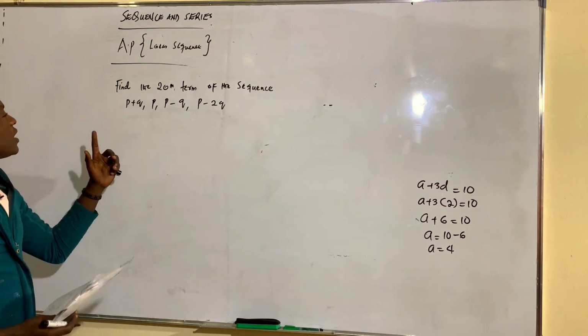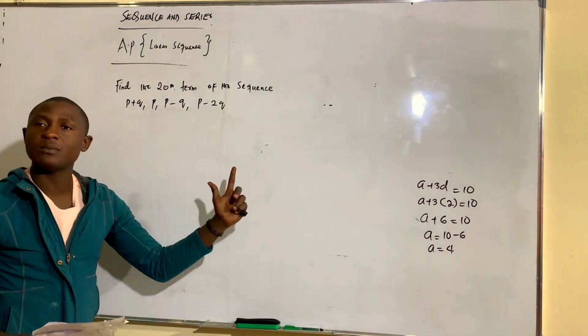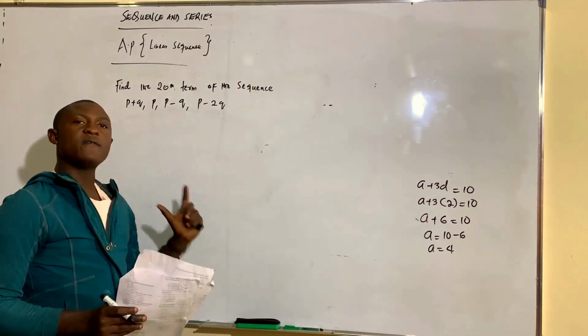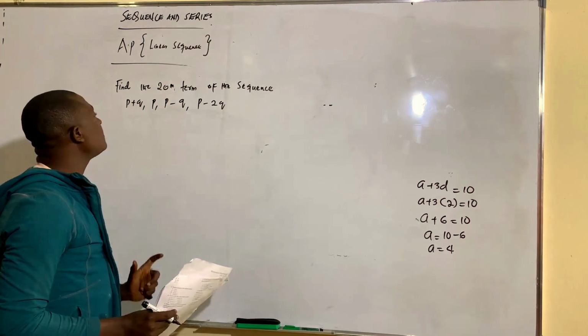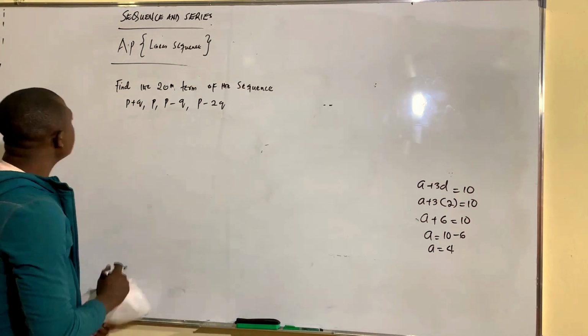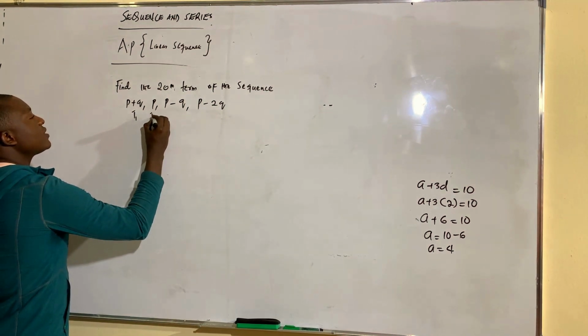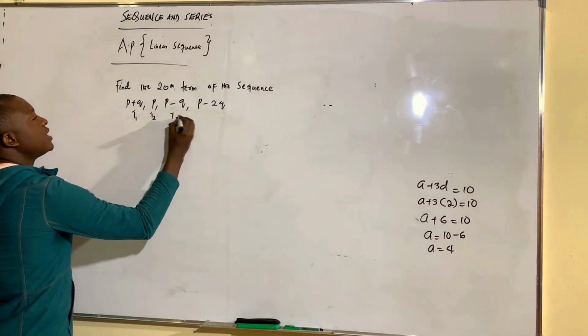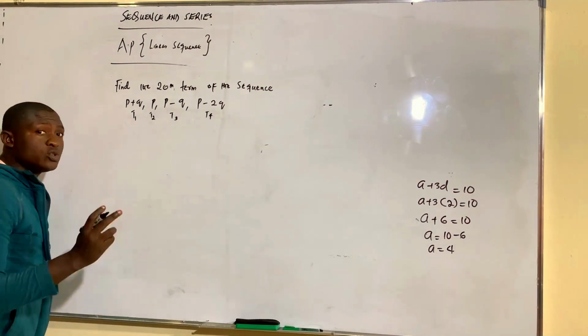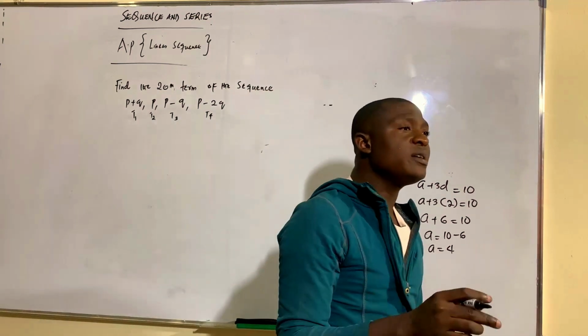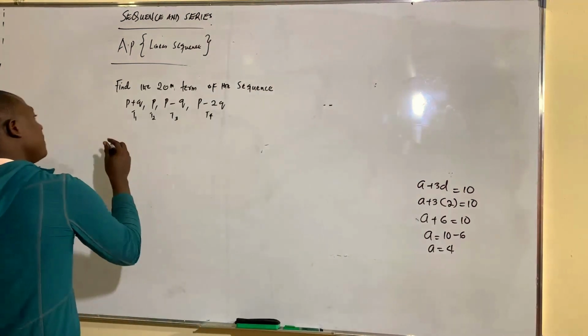Now, look at it. We have to find the 20th term of this sequence. So the first thing I will do: how can I identify my first term? How can I identify my common difference? That's the first priority here. So if I check, I can label them. This is the first term, this is the second term, this is the third term, and this is the fourth term. I told you, for terms to be a sequence, they must have the same difference. So let's first find our first term here.